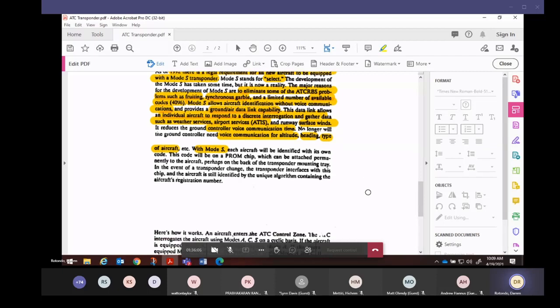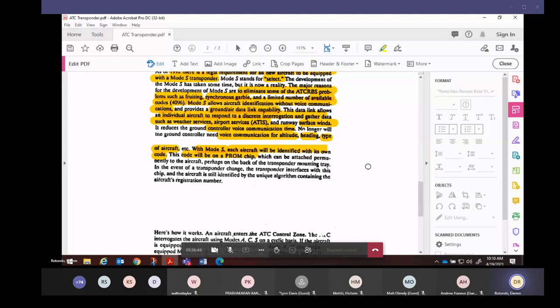One of the first heartaches they had associated with the Mode S transponder is how they were going to do some of this. They said each aircraft is going to have a Mode S transponder that will somehow squawk its own unique code. And the code that's given to your own personal transponder, unique to your aircraft, will be etched onto a PROM. You're saying, what's a PROM? Well, it's a programmable read-only memory chip.